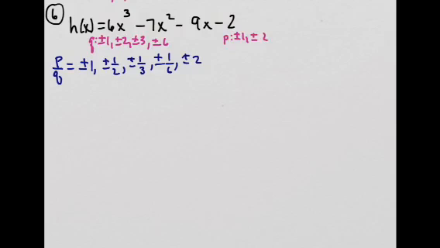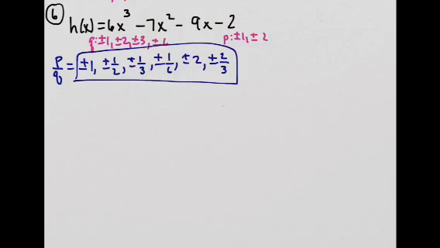2 over 2 is 1, but we already have a 1 right here, so we're not going to write it again. 2 over 3 is 2/3. And 2 over 6 is 1/3, but we already have it right here, so we're not going to write it again. We don't really need that comma, because that's the last number. So this is the list of possible rational zeros that would work for this polynomial.